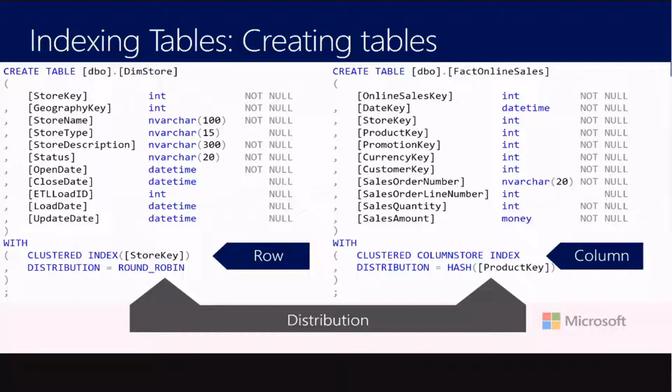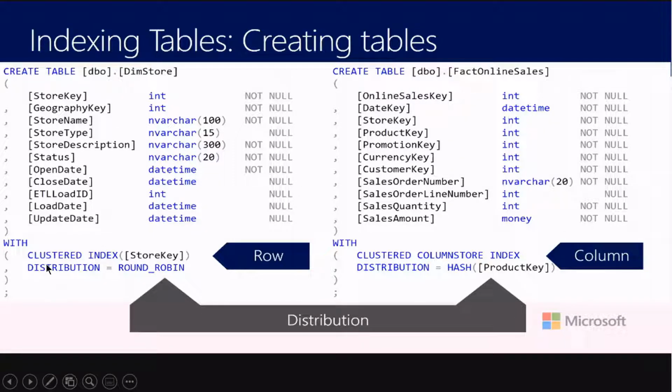It's a basic Azure data warehouse create table statement here. Create table, these are the columns, and with clustered index. So it's a clustered rowstore index on store key. So we have created the clustered index on the column that is store key.